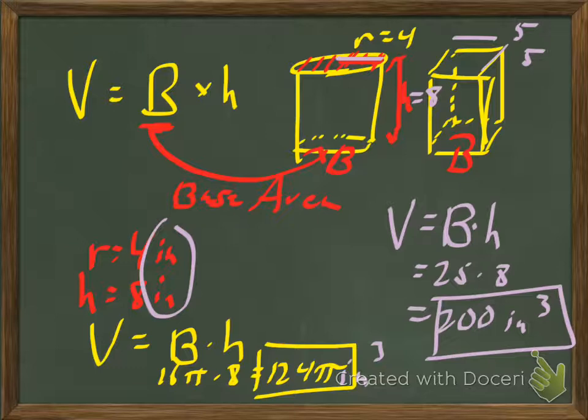Isn't that a lot easier than doing surface area, where you don't have to find the lateral area and the base area and put them together? So you find the area of the base and you multiply by the height and you are done.